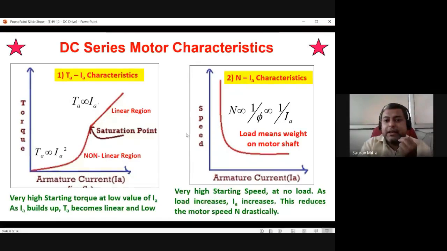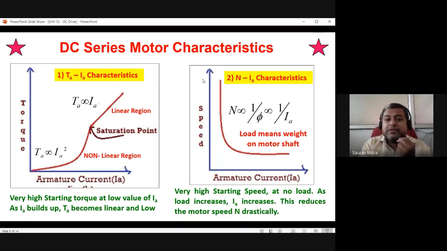So this is why there is always a question: why should a DC series motor not be started with no load? That means you have just started the motor without any kind of weight on its shaft. What will happen is that at lower Ia, the speed value will be very high, and this might burn the armature conductor. So we should always start a DC series motor with some heavy load on its shaft.